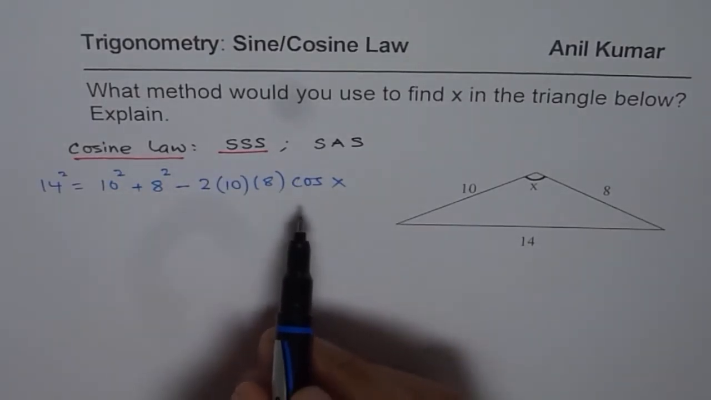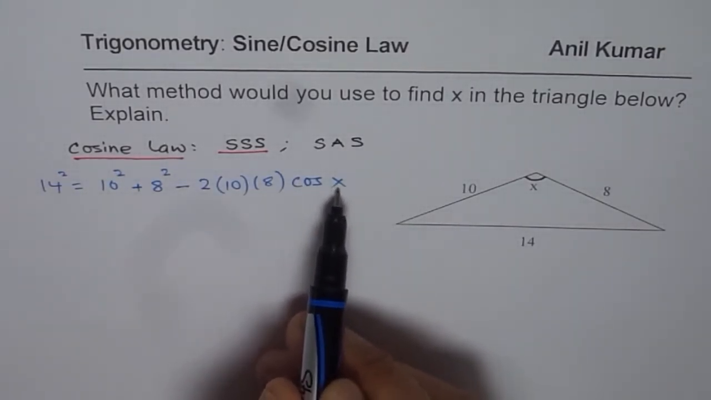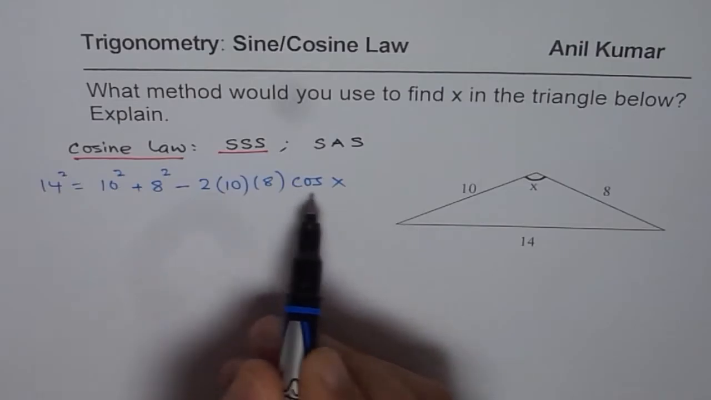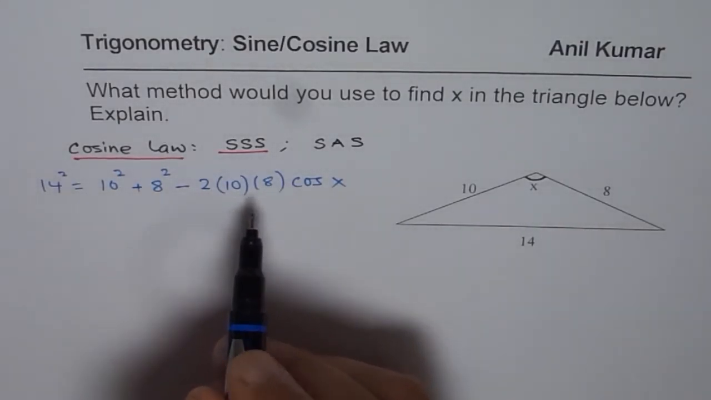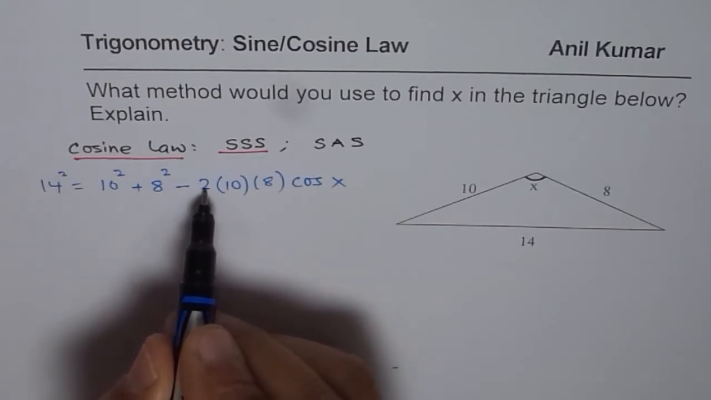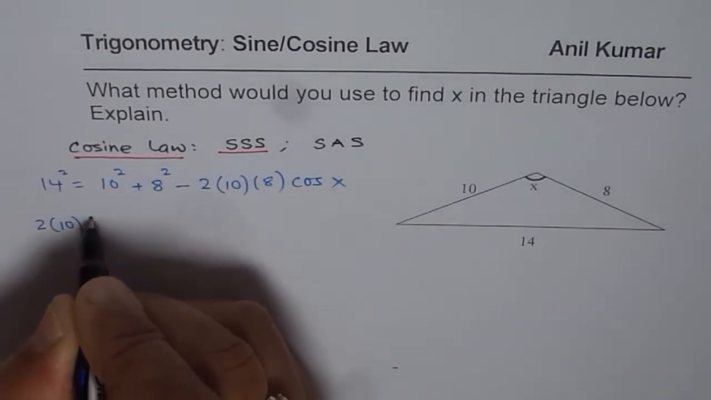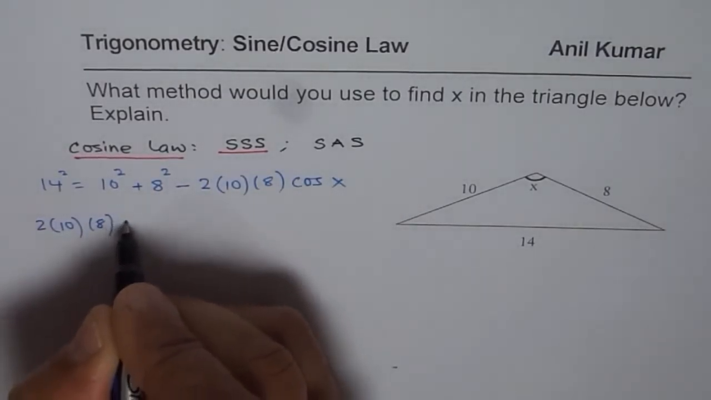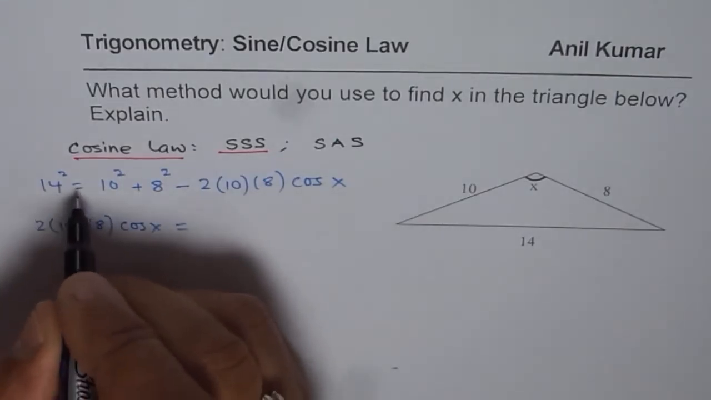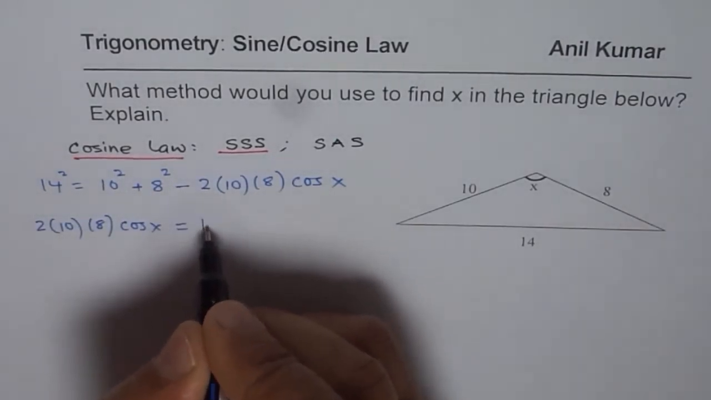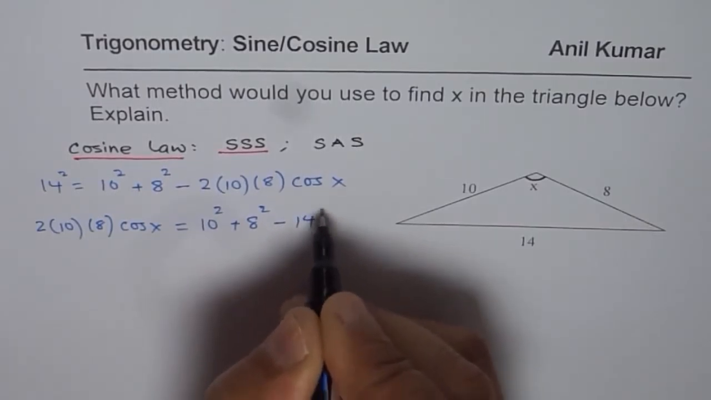Now this formula will give you cosine of x, and from here you can find x. So you need to rearrange this, right? I will not do the calculations, but I'll show you how it is to be done. We'll just write 2 times 10 times 8; you could always multiply them. Cos x equals, we're bringing it to the left side, and 14 squared to the right side. So we have 10 squared plus 8 squared minus 14 squared.